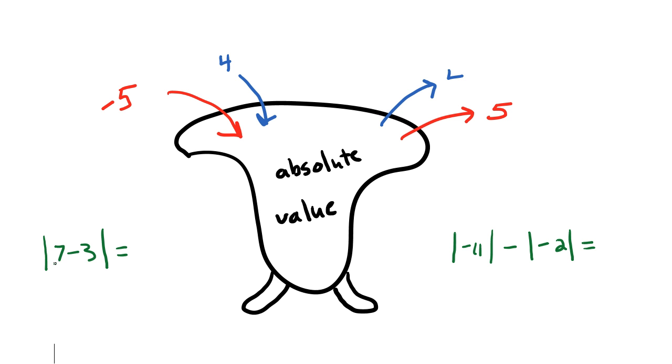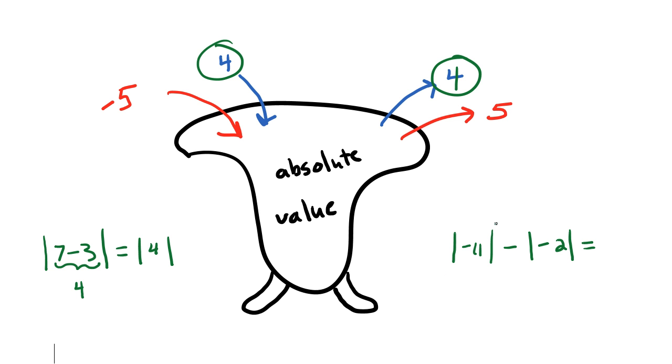So what we need to do is take that 7 minus 3 and get it down to a single number, because then we can put it in the bathtub. So now it looks like I need to find the absolute value of 4. Well, we've already shown that when you put 4 in the tub, you get a 4 out. So the absolute value of 7 minus 3 turns out to be 4.